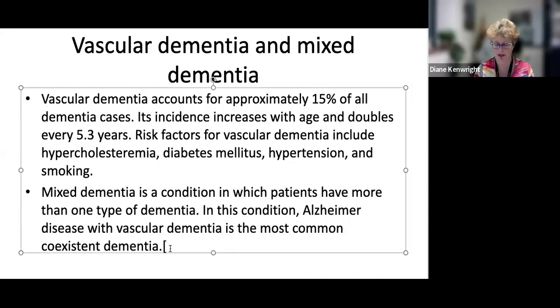I'm going to correct my slide here. Patients can have Alzheimer's disease and vascular dementia. This is the most common combination, where they will exhibit Alzheimer's symptoms, but also have vascular dementia.